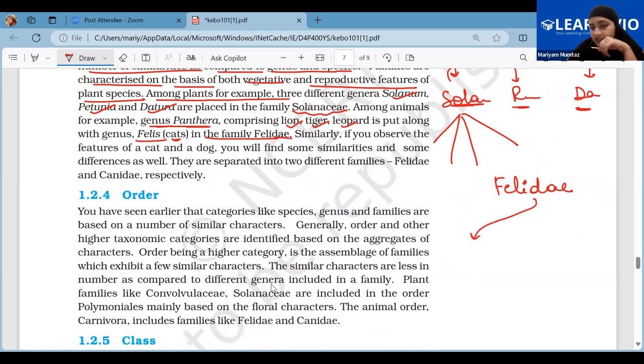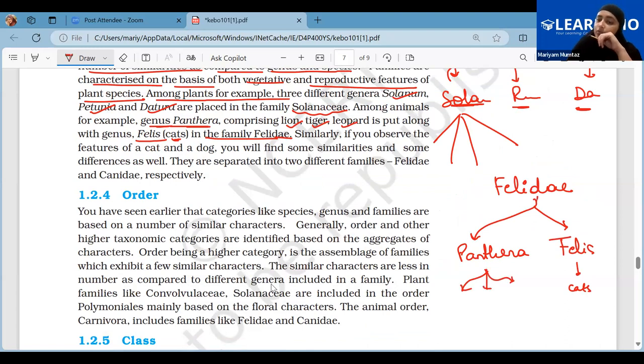Now under this come actually two genera. First is the Panthera genus. And then there is what? The Felis genus. So under Felis come all the cats, and under Panthera come lion, tiger and leopard. So all of them, even after being different species, belong to one common family, that is Felidae. So you understand the concept of how the Felidae, like the cats and the tigers and everything, are still related to each other, but with a little fewer similarities. Clear?